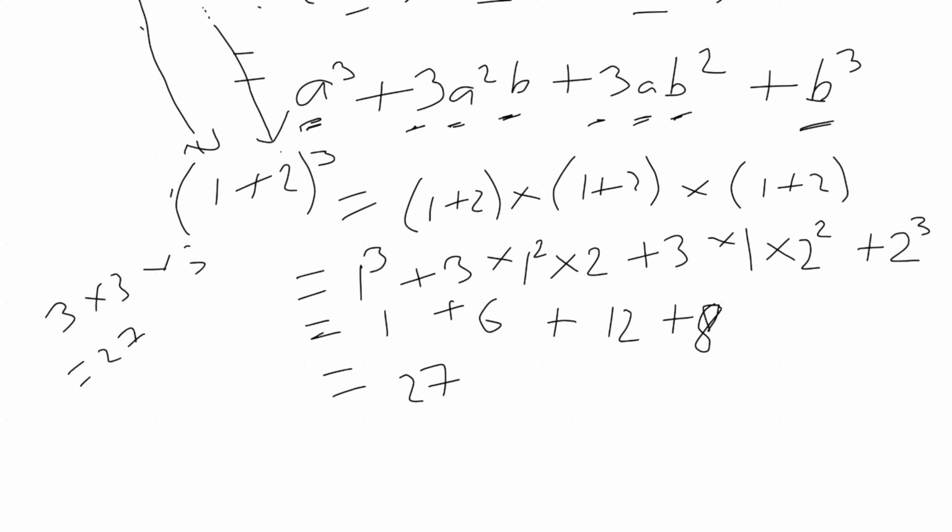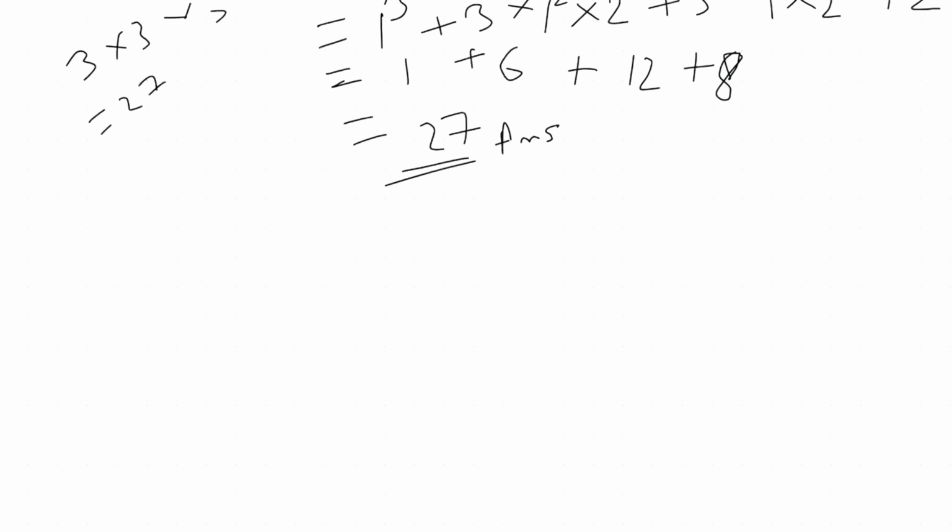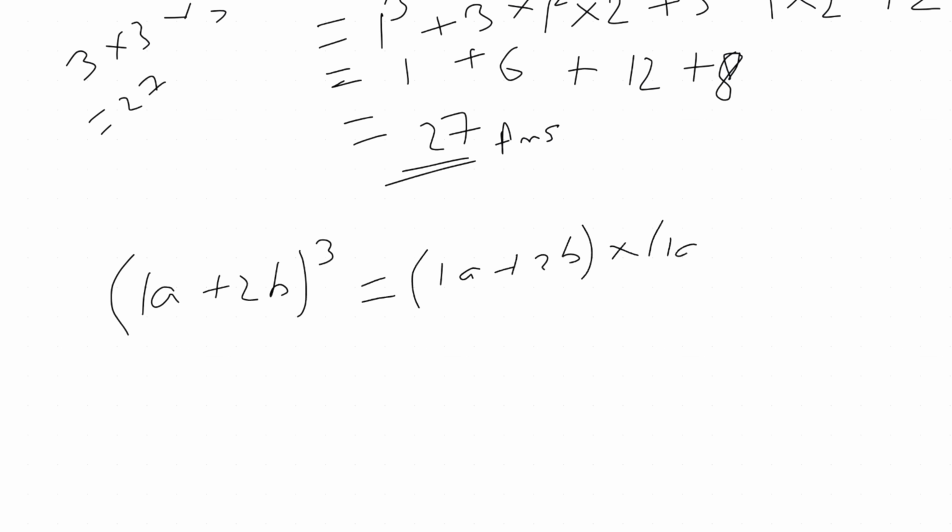Let us complicate it just a little bit. This time we will take a combination of constant and variable. So one is 1a plus 2b. Whole cube is same as 1a plus 2b into 1a plus 2b multiplied by 1a plus 2b. The formula is going to stay the same.